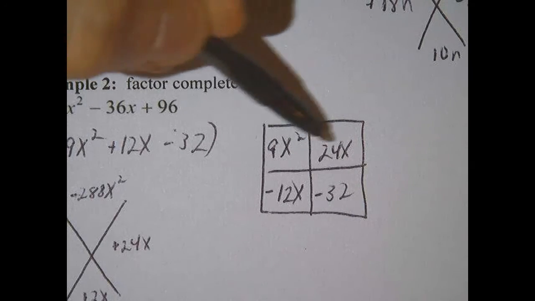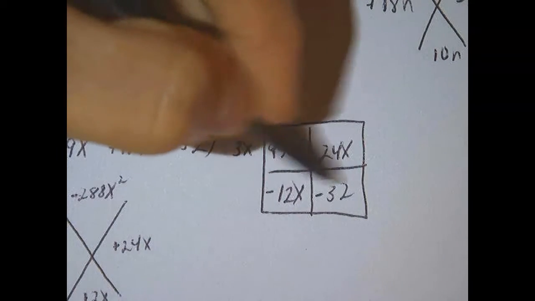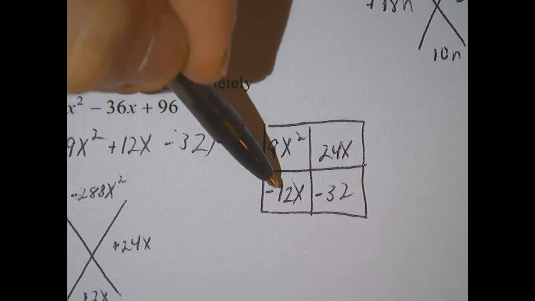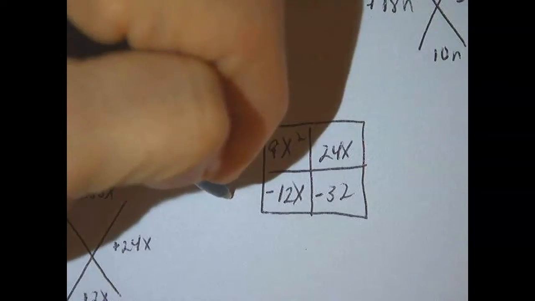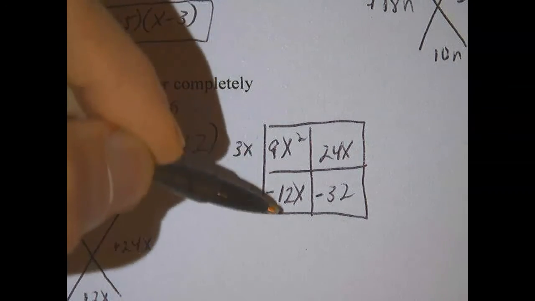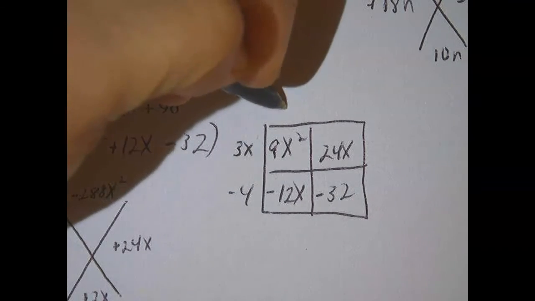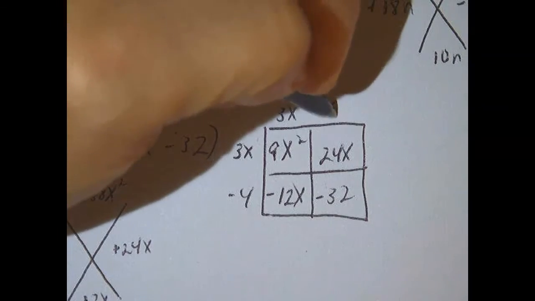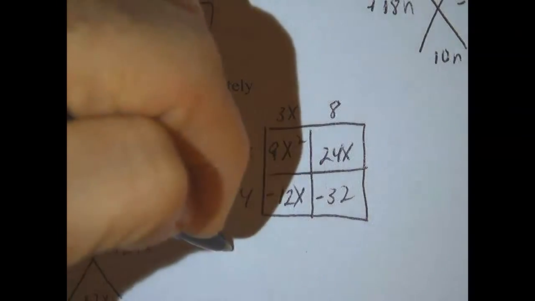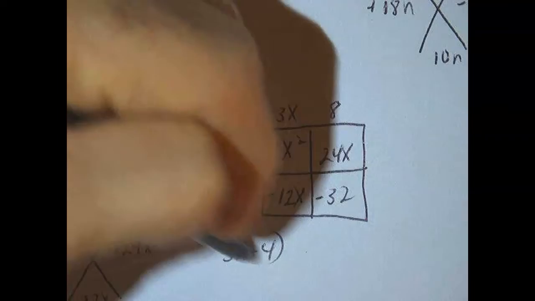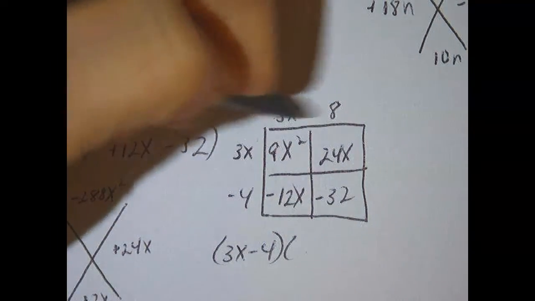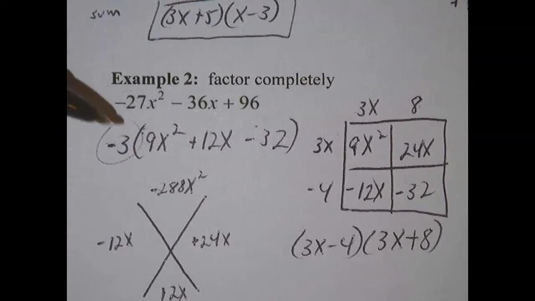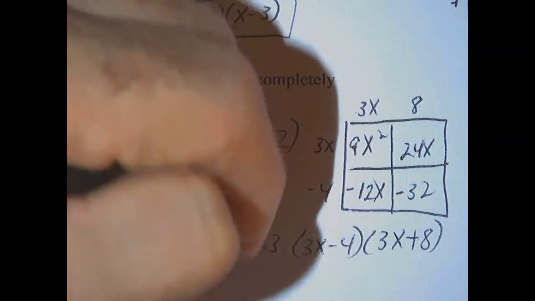So going in this direction, looks like I have a common factor of 3x. Going here, I'm going to take out the negative, and it looks like it's going to be a negative 4. Going this way, I'm going to take out a 3x. And going this way, I'm going to take out an 8. So I have 3x minus 4 times 3x plus 8. And that negative 3 is still part of this, so I'm going to put that out in front. And there it is.